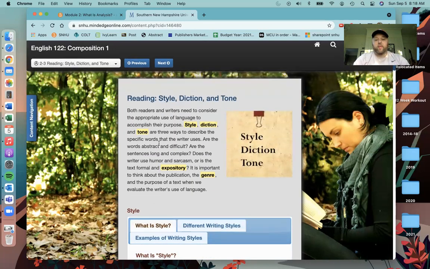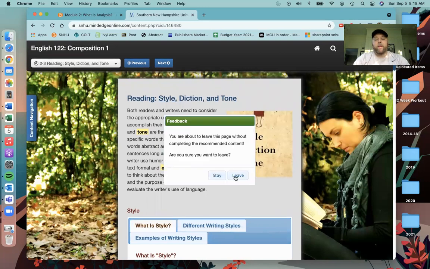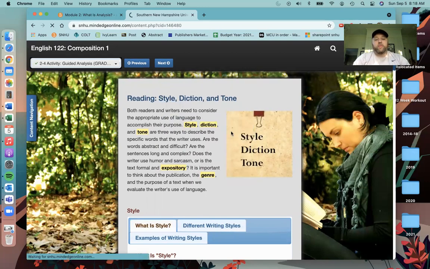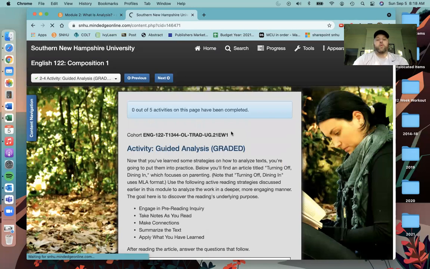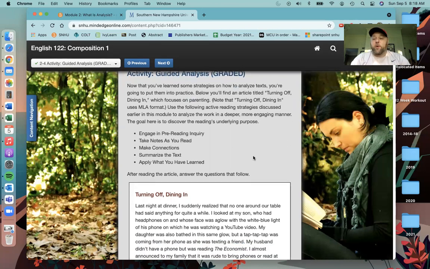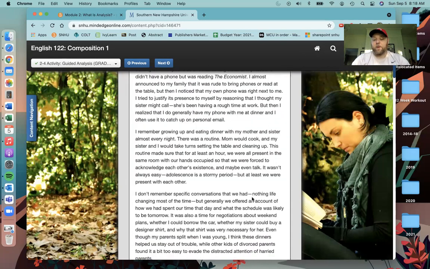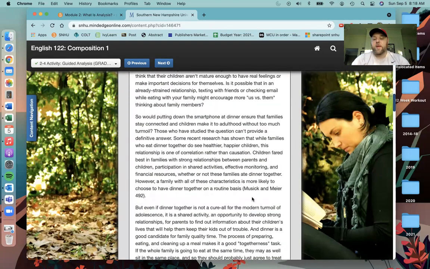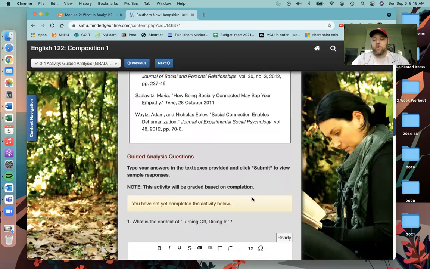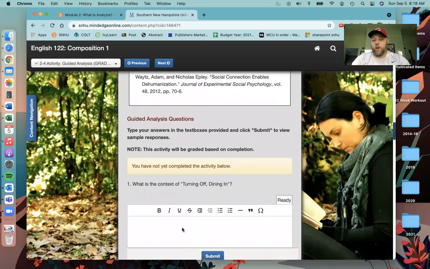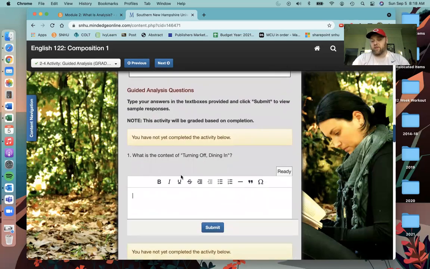After you read a little bit more about style and diction, we're going to just preview the two graded assignments here. And this is the part that goofs everyone up. Okay, so you're going to read this short article entitled Turning Off Dining In. All right, you can see that located here. And then after you do that, you're going to answer these specific questions by typing your response in here.